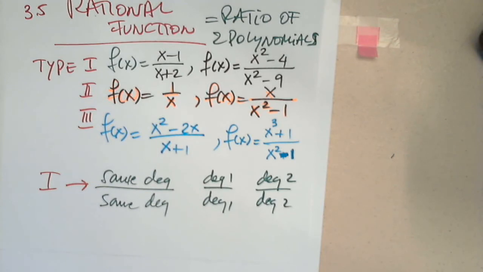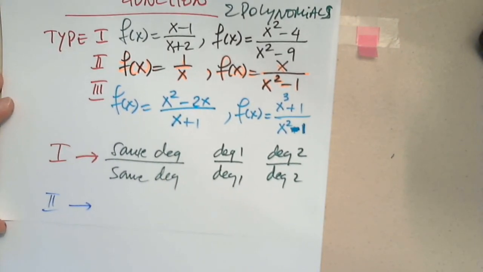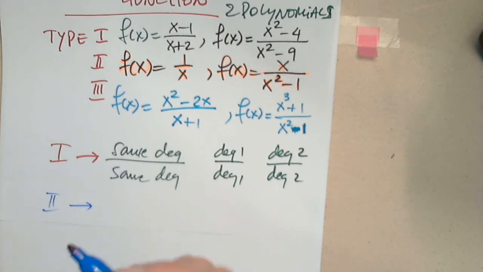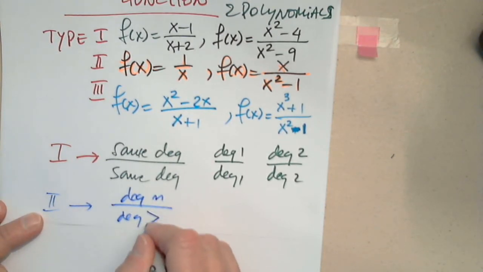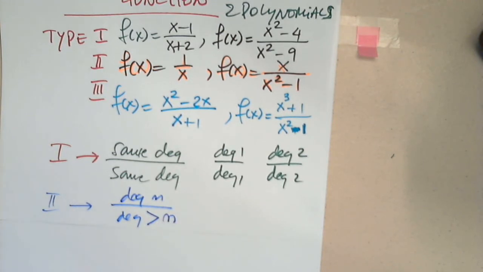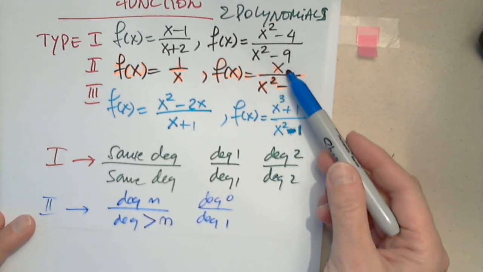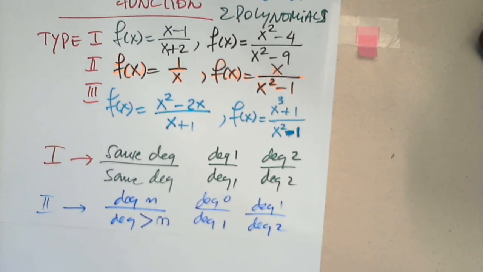Excellent. Okay, what about type 2? What do you think? What will you say about type 2? The denominator has a higher degree. Excellent, excellent. So degree n, degree greater than n. So here the top has degree, the first one, degree 0 over degree 1. And the next one has degree 1 over degree 2. Great job. Excellent.